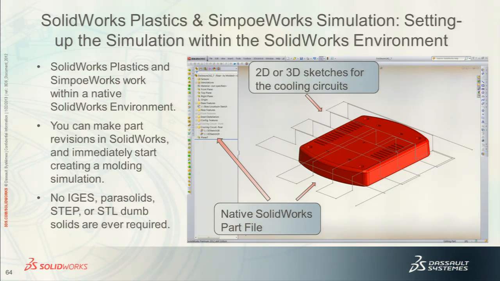Prior, when I used to use MoldFlow, I would have to take a SolidWorks file, convert it to an IGES file or an STL, and then from there put it into MoldFlow. If I made a design change, I'd have to go back into SolidWorks, make my changes, create the IGES file, and then STL file, and then redo my simulation. With SolidWorks Plastics and Simpo, you don't have that intermediate step. You just use your SolidWorks files.